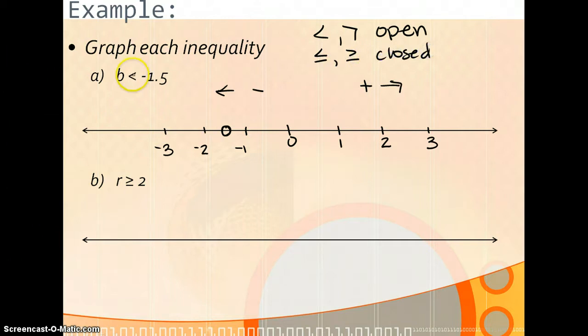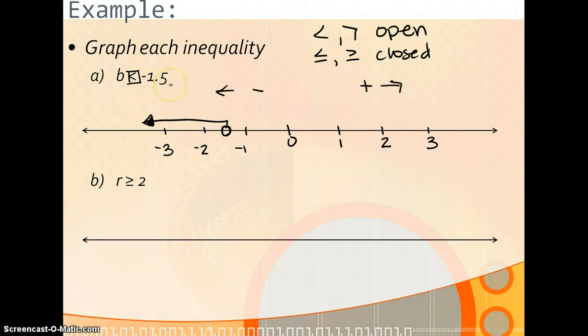So this one stays open, and then just by looking at this, you can determine the direction. Because it's variable, less than, number, the inequality indicates the direction your arrow needs to go. So our arrow needs to go to the right. Sorry, to the left. If this had been B is greater than negative 1.5, our arrow would have been pointing to the right.